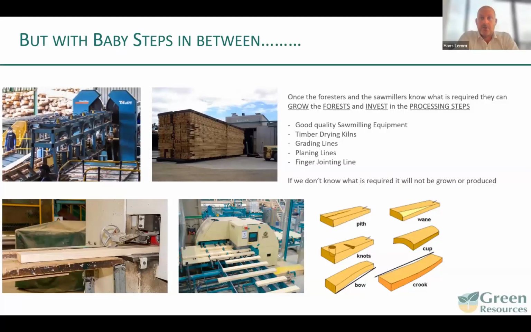But once the foresters and the sawmillers know what is required, then we can grow the forest and we can invest in the processing steps, meaning good quality sawmilling equipment, timber drying kilns, grading lines, planing lines, finger jointing lines, and most important, proper grading rules that are suitable for local resources and that are matched by design and building codes that can be used in the countries where we all operate. So that's, in a nutshell, my view on what needs to happen.